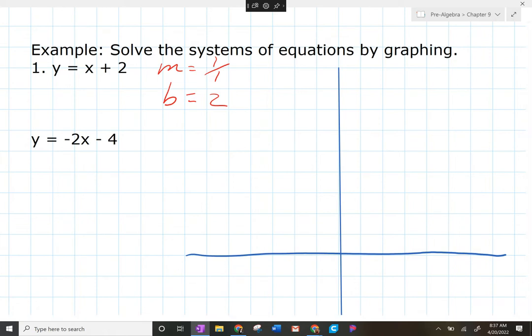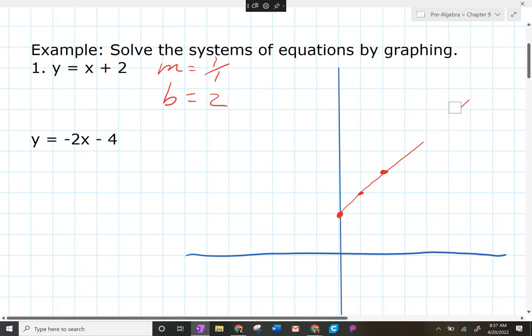So the first thing I'm going to do is graph this line. I'm going to start off at the number 2. So right here, here's where my first point's going to be. My slope is 1 over 1. That means I'm going to go up 1 over 1. Up 1 over 1. Okay, I've got at least 3 points. I'm happy. If you want to do more of them, you can.